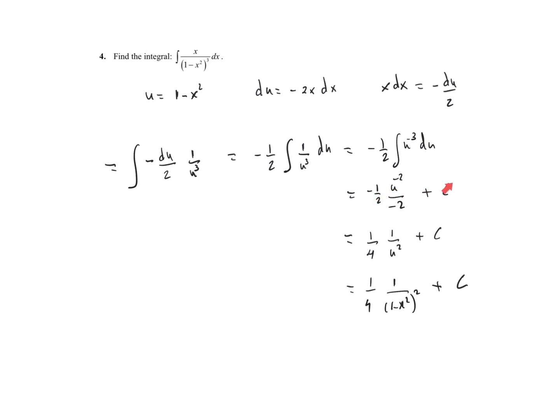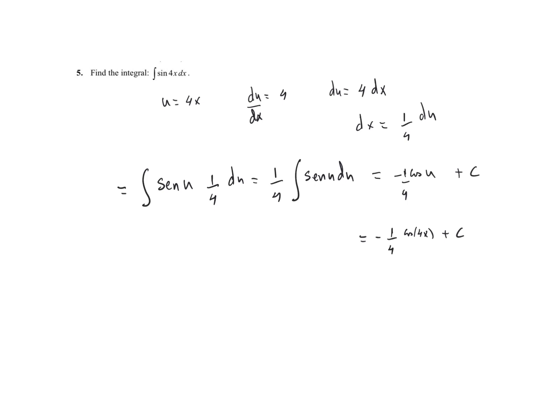Once we apply the power rule, the expression is finished when we substitute u by its value, 1 minus x squared. So the final result for this integral is 1/4 times 1 divided by (1 minus x squared) all squared. You can derive this expression, and you should find the integral. If not, it's because I made a mistake.